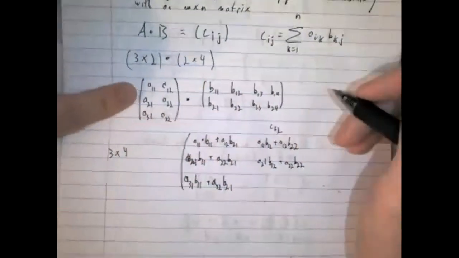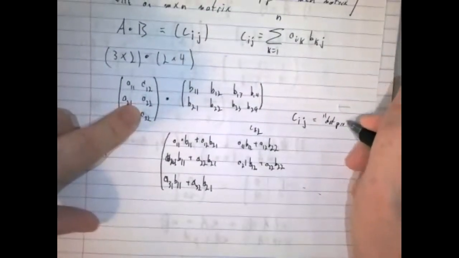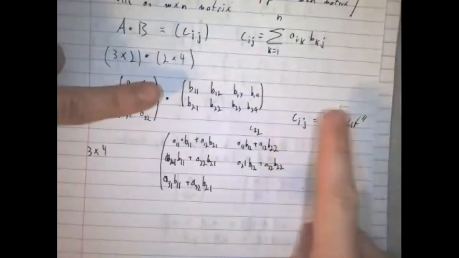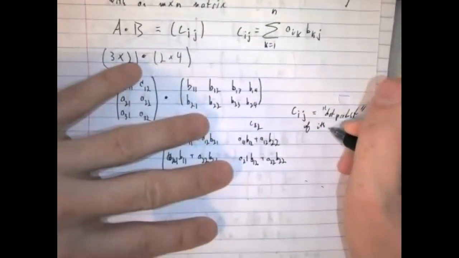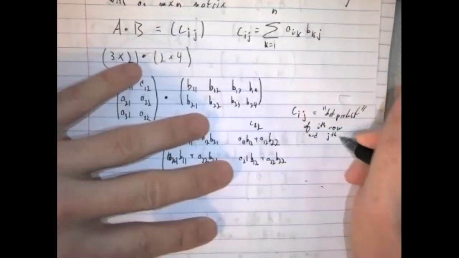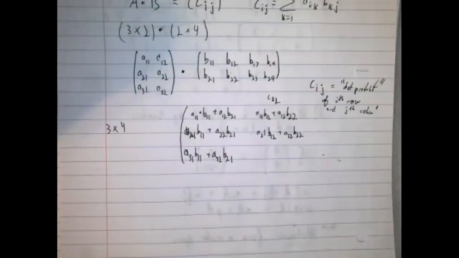I just take Cij to be equal to the dot product of the ith row and the jth column. Is this okay? Any questions here? Should I do a real example with numbers?